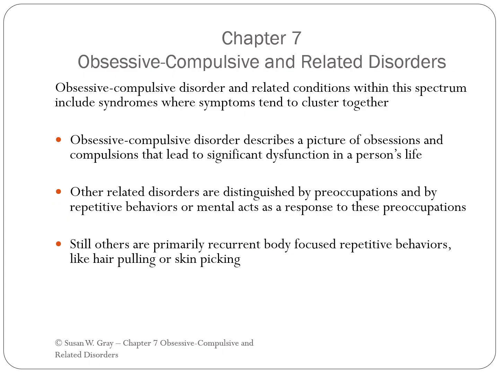Hello. In this chapter, we're discussing obsessive, compulsive, and related disorders. In this section of the DSM-5, these disorders are characterized by syndromes where symptoms tend to cluster together. Obsessive compulsive disorder describes a picture of obsession and compulsion that leads to significant dysfunctions in a person's life. Other related disorders are distinguished by preoccupation and by repetitive behaviors or mental acts as a response to those preoccupations. Still others are primarily recurrent body focused repetitive behaviors like hair pulling or skin picking.